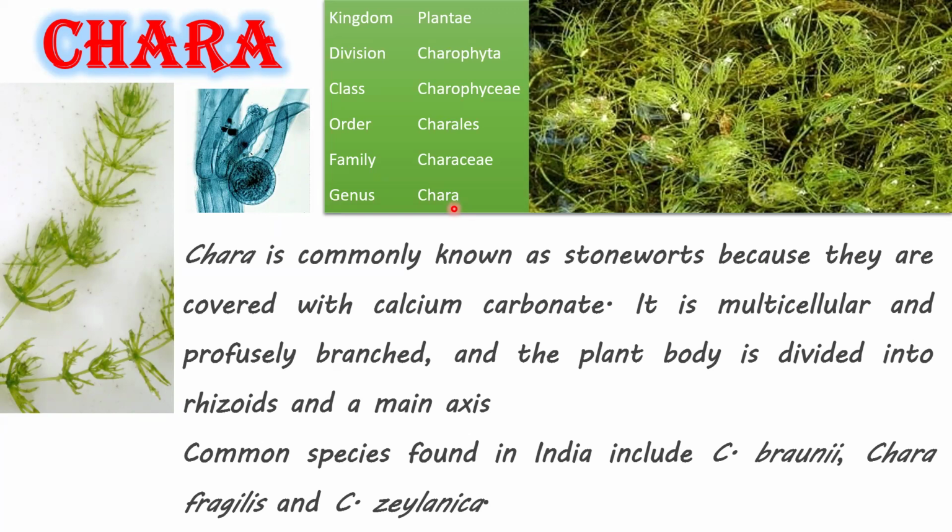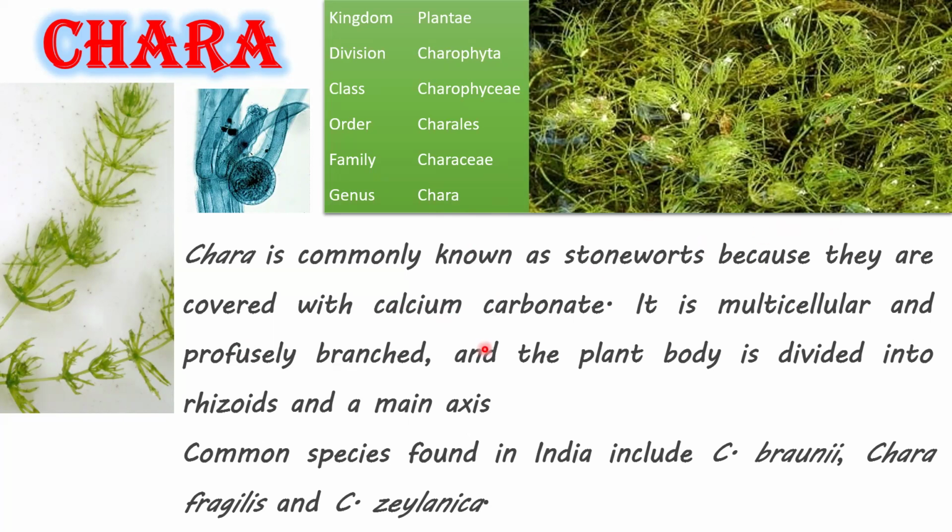So Chara is commonly known as stonewort because they are covered with calcium carbonate. Now this can be a short question: why are these plants or algae known as stoneworts? They are known as stoneworts because of their special structure. They have calcium carbonate on their surface.